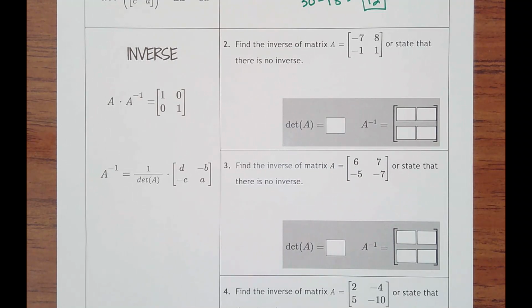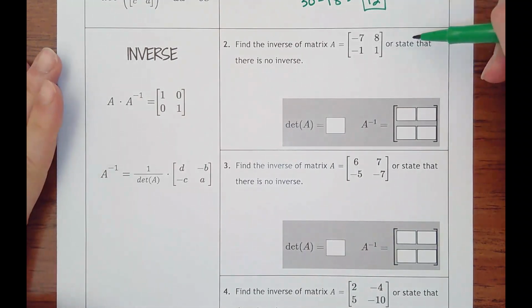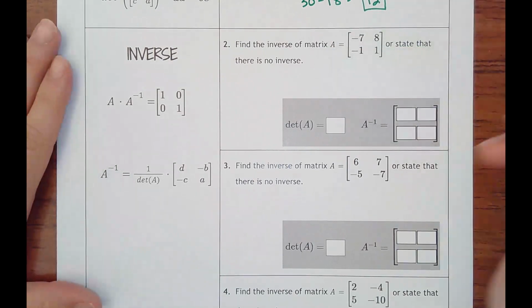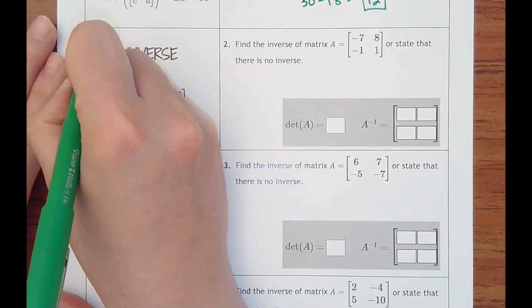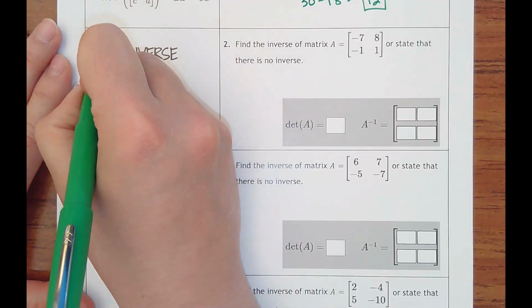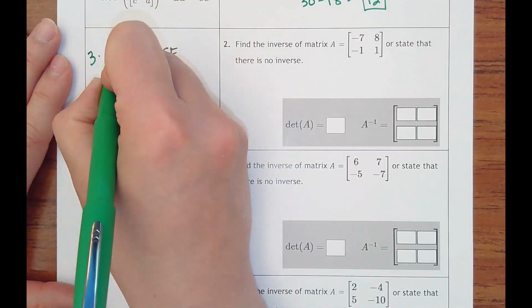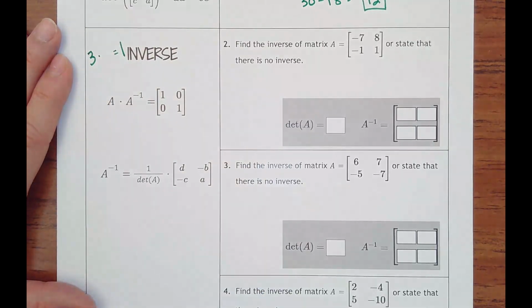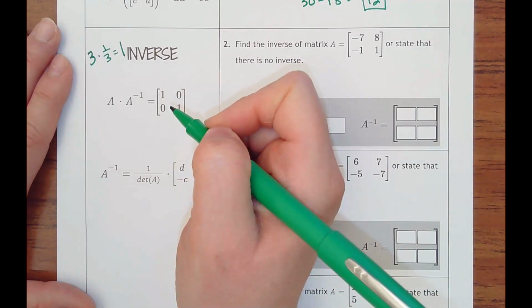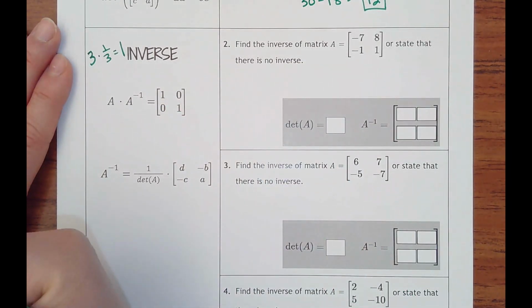Okay, then I want to move on to the inverse, which will still involve finding the determinant. It says find the inverse of this matrix or state that there is no inverse. For one, I want to talk about what an inverse is. If I have multiplication, let's say 3 times something, I want it to equal 1. Well, I would have to take 3 times its inverse, or really its reciprocal, 1/3. 1/3 times 3 would be 1. But remember, we can't divide, and that's why we call it an inverse. It's really kind of a reciprocal.